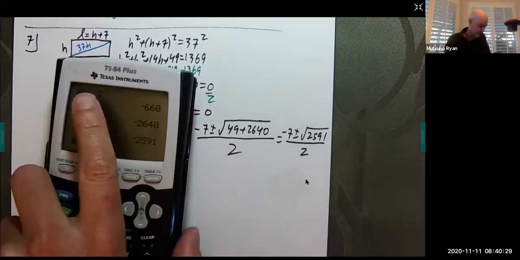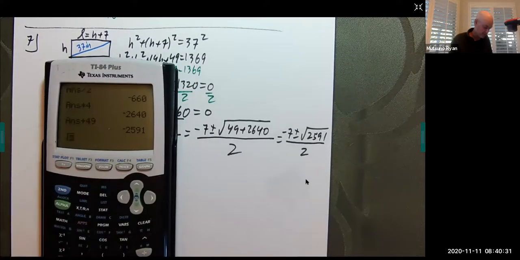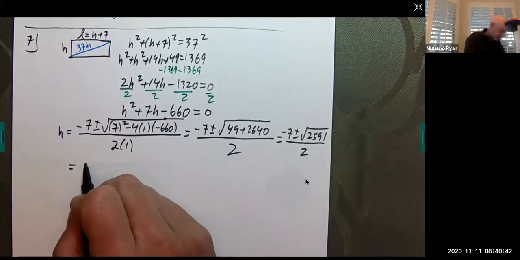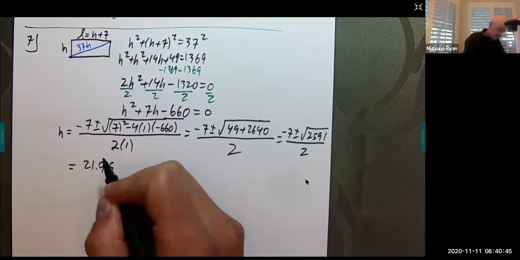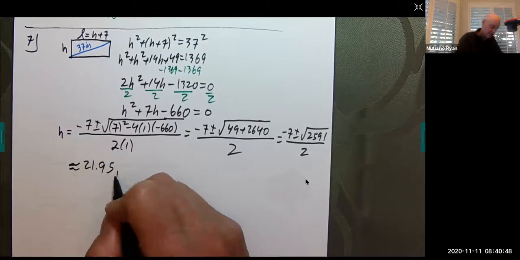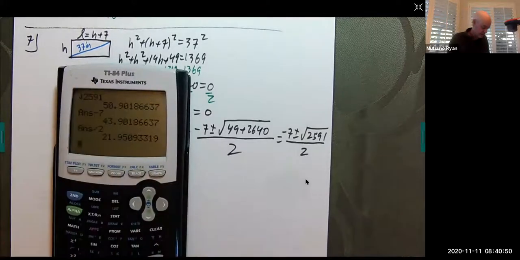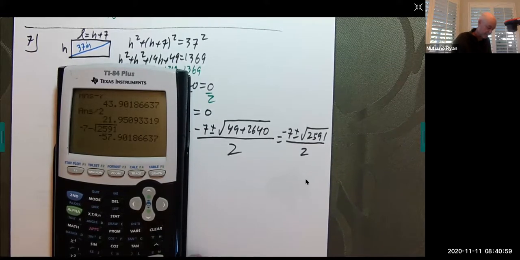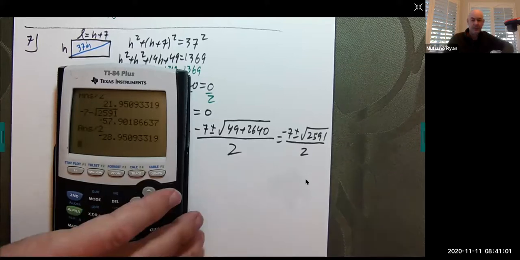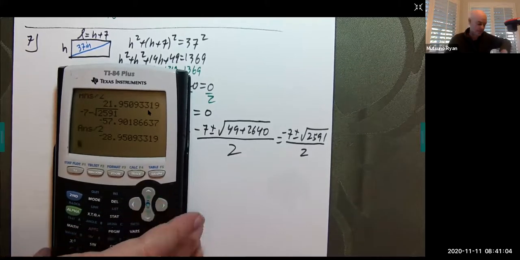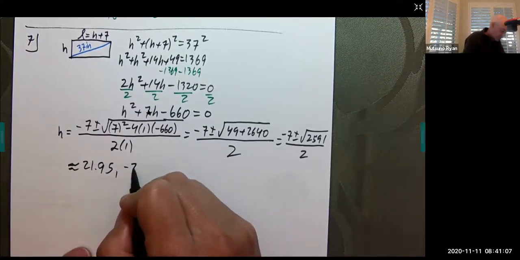So let's see if this is a square root. So the square root of 2689 is a decimal. That's fine. Minus 7 divided by 2. So one of the answers is approximately 22.4. One of the answers is negative 7 minus the square root of 2689 divided by 2, which is approximately negative 29.4.